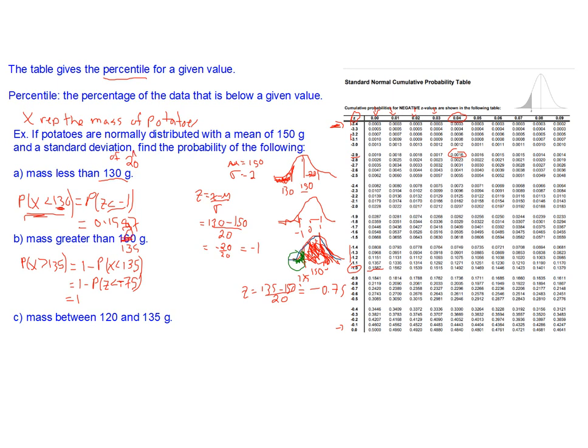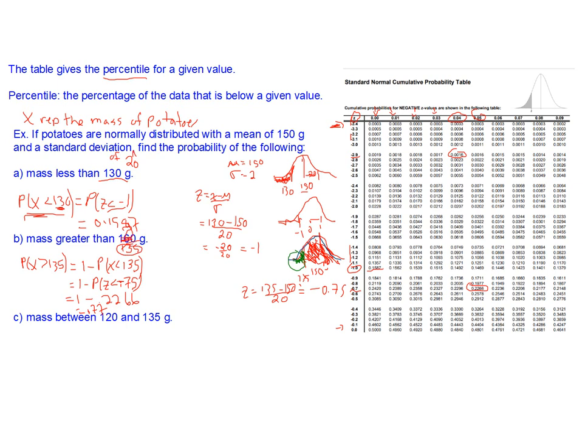So here's negative 0.7 right in here, and we need negative 0.75, which will be this column right here, and we can look that up and say, here's the value right here, 0.2266. And so 1 minus 0.2266 gives us 0.77. So that means that there's a 77% chance that the mass of a potato chosen at random is greater than that 135 that we started with.